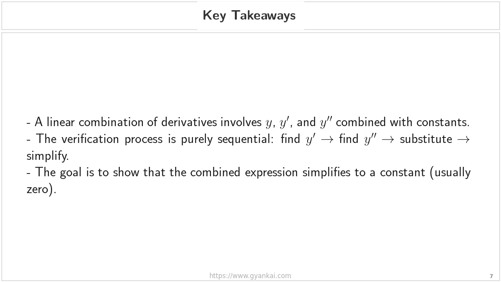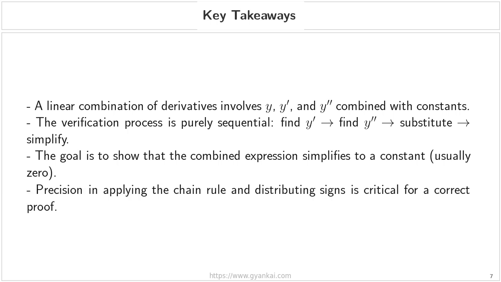The ultimate goal of this process is to prove that the combined expression simplifies to a constant, which, as we've seen in most cases, is 0. Finally, referring back to the common mistakes we just discussed, I cannot stress enough that precision is key. Being meticulous when applying the chain rule and careful when distributing negative signs is critical to achieving a correct and mathematically sound proof.